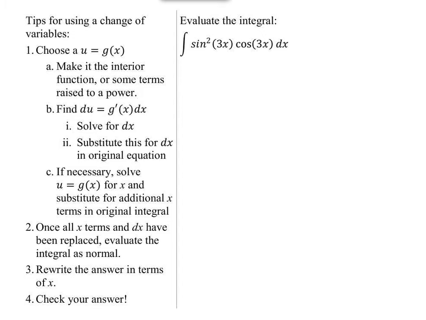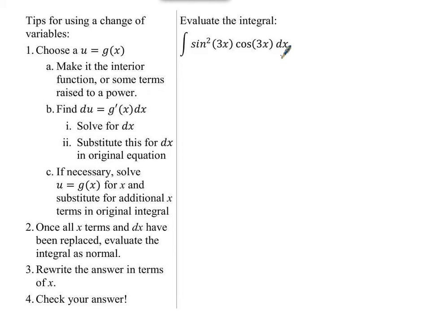We need some sort of u on this one. 3x. If I make u equal 3x, then I wind up with sine squared u cosine u. That works? That's good enough? Then what? The integral of sine squared cosine is sine. The integral of sine squared is cosine? No. Doesn't work. We need a better u.